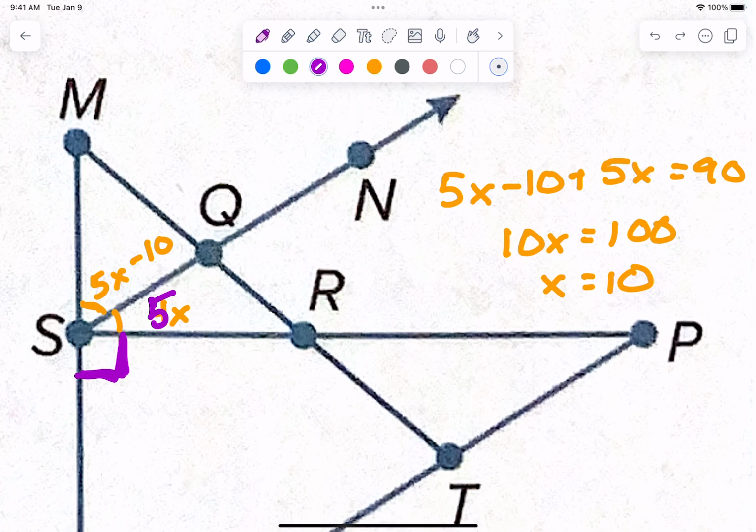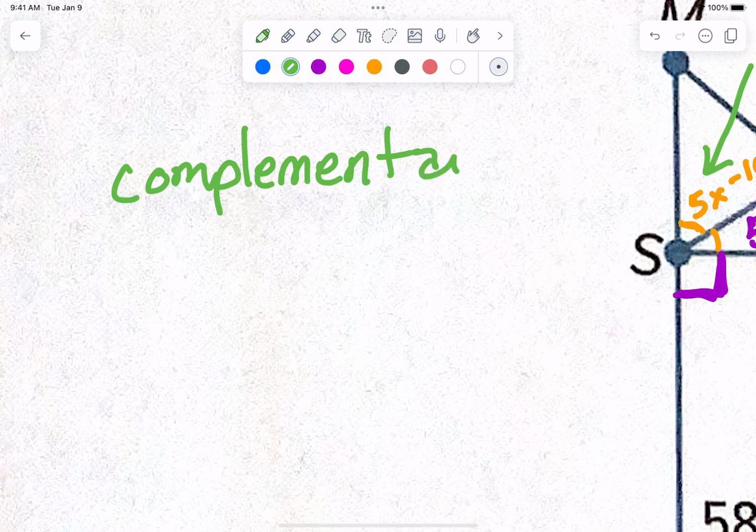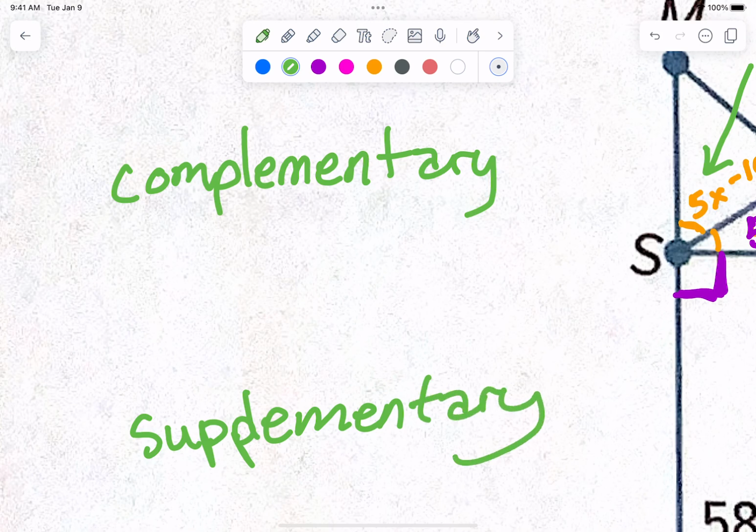Now, besides being adjacent, these two angles right here, what are they? They're adjacent, but what else are they? Starts with a C. They're complementary. I'm going to write that over here. Complementary angles versus supplementary. What does complementary mean? 90. They add up to be 90, right?